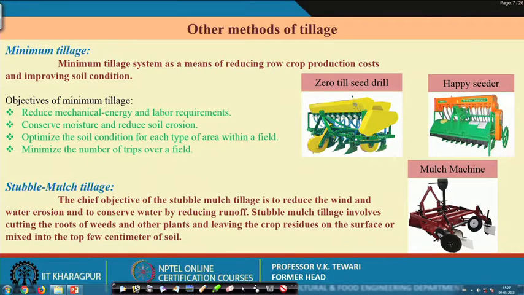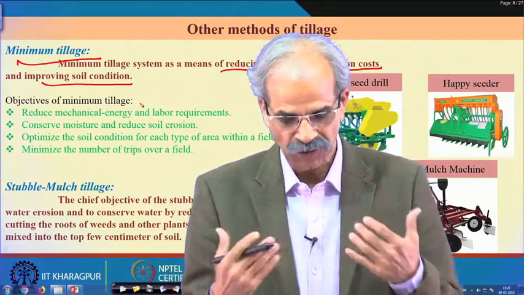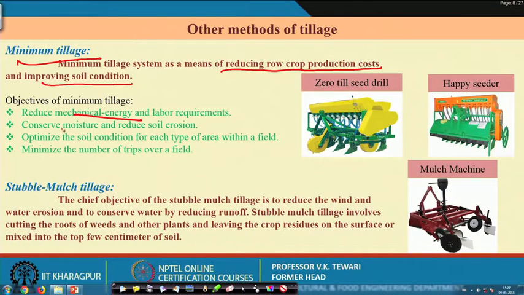So, the minimum tillage here means reducing the row crop production cost by improving the soil conditions. In minimum tillage, we will not be churning the soil to a greater extent, and that way we will save energy, and at the same time the moisture content will be retained. Some of the equipment is meant to reduce the mechanical energy, conserve moisture, optimize the soil condition and minimize the number of trips over the field and hence time.